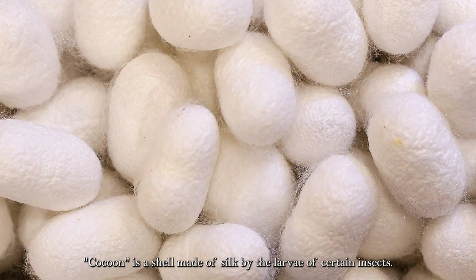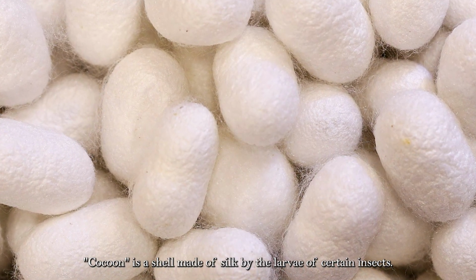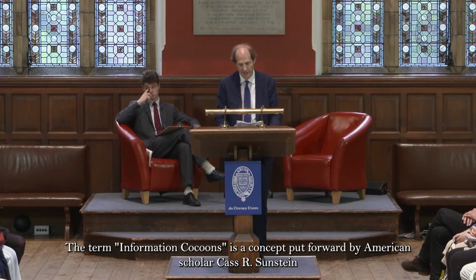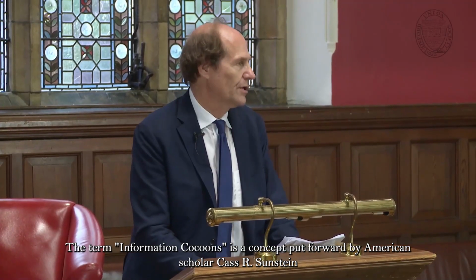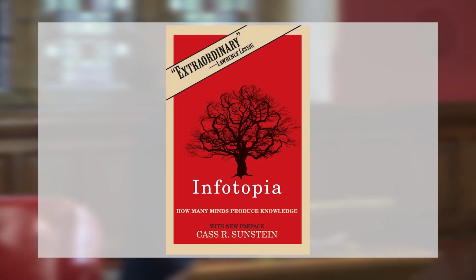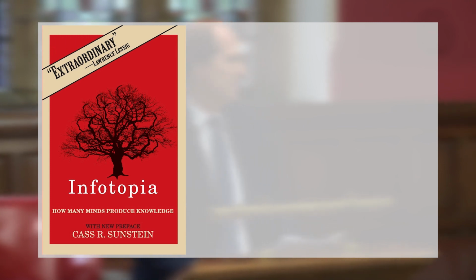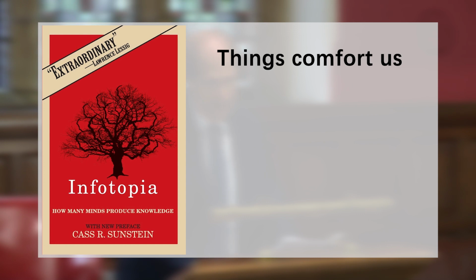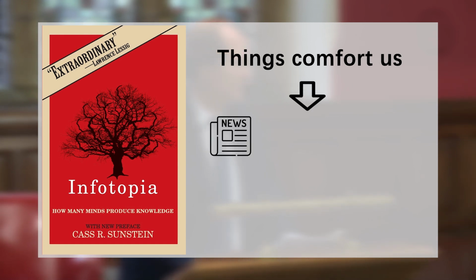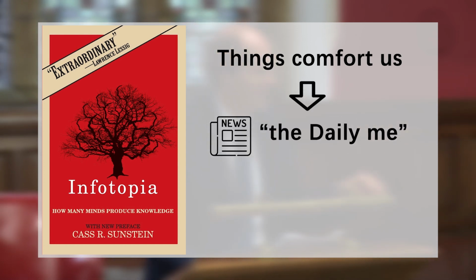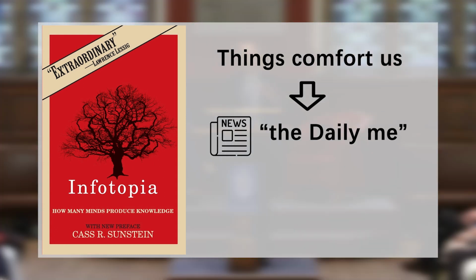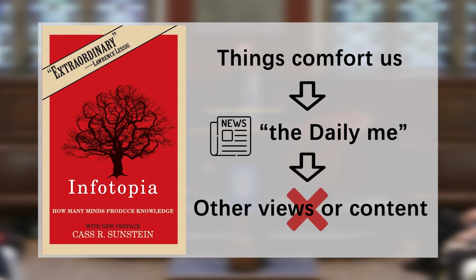Cocoon is a shell made of silk by the larvae of certain insects. The term information cocoons is a concept put forward by American scholar Cass R. Sunstein in his book Infotopia: How Many Minds Produce Knowledge. That is, in this communications universe, we hear only what we choose and only what comforts us, thus forming a set of the Daily Me, an entirely personalized newspaper, in which each of us could select a perspective that we liked and excluding or ignoring other views and content.